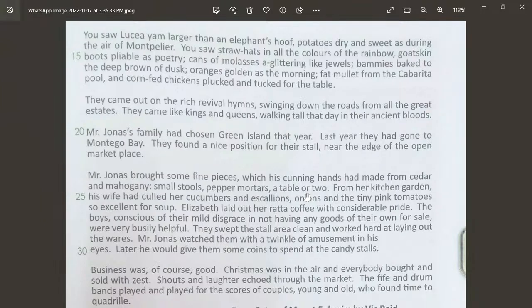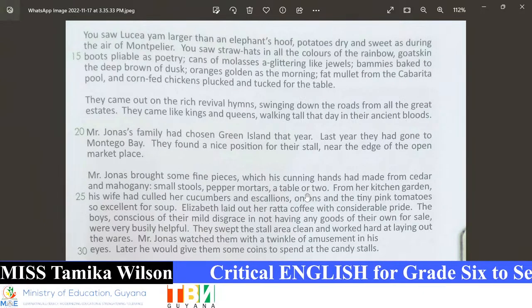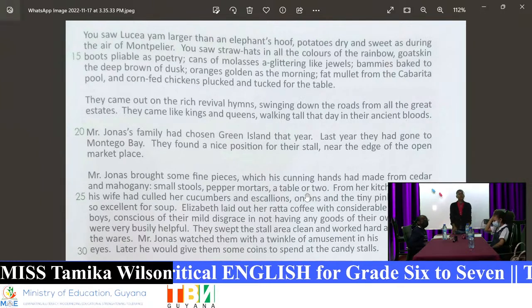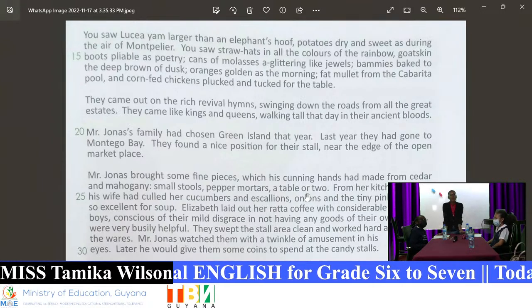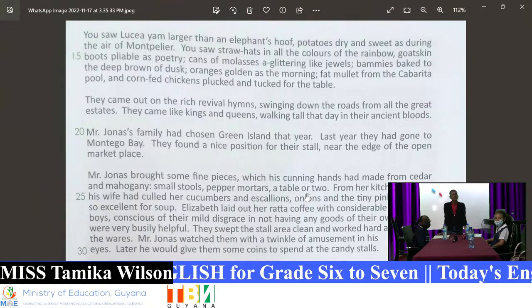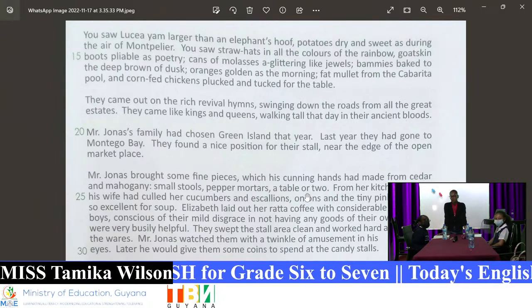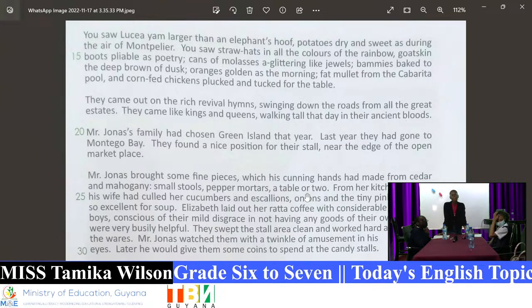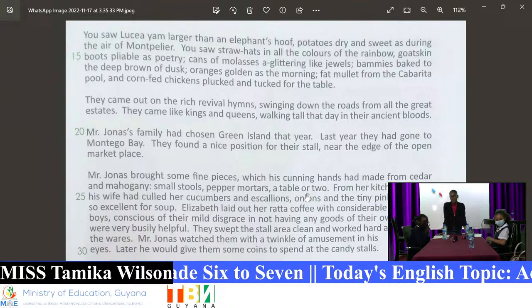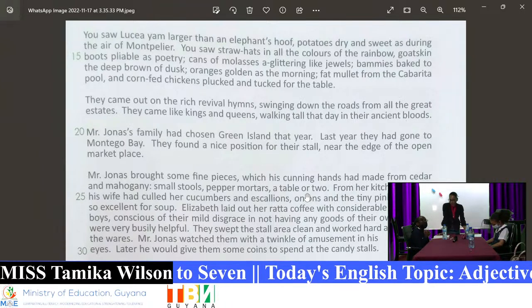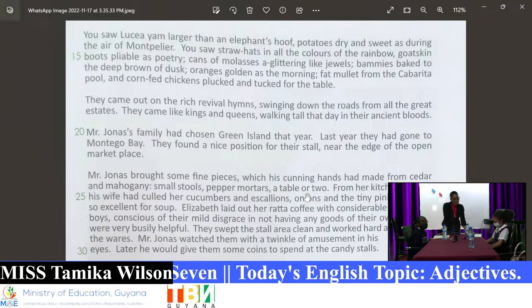The part where Mr. Jonas watched them with a twinkle of amusement in his eyes, describing how he watched. How they watched him, or how he watched them? How he watched. So we're able to see he is happy with how they would have done their work. Yes.